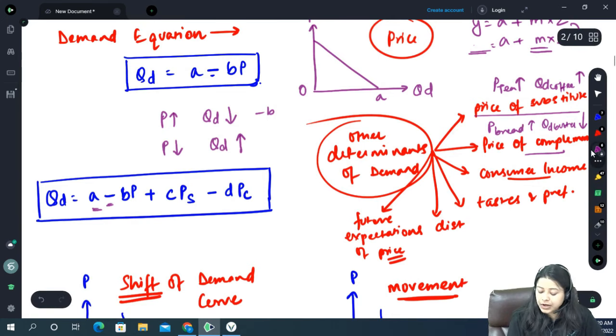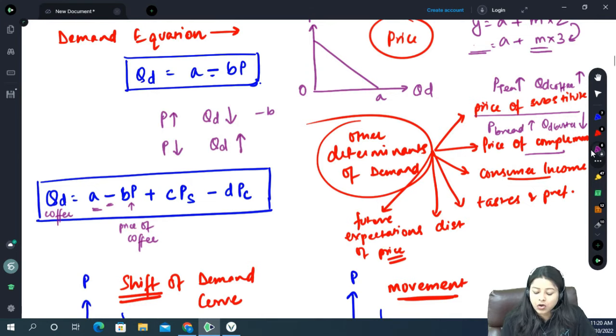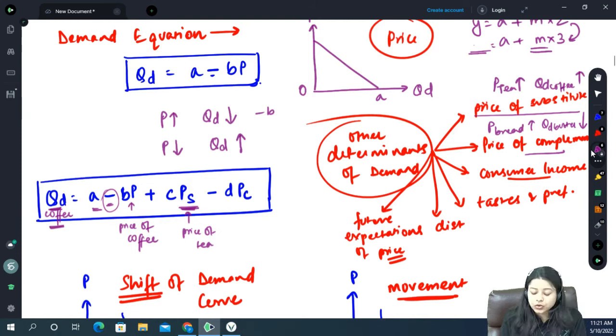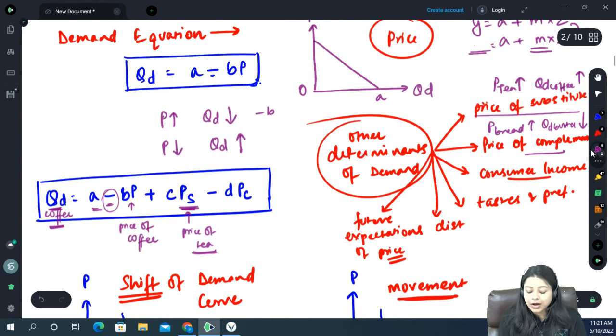So basically, see what happens. For example, I'm talking about quantity demanded of coffee. Here I'm saying this is the price of coffee. So if my price of coffee increases, obviously my quantity demanded will fall. That is why negative. Is this clear? Then we have price of substitute, which is basically price of tea. So if price of tea is increasing, my quantity demanded will increase. So basically, this is also known as cross price demand, which we'll be doing when we do cross price elasticity. So you are talking about price of tea only, but the quantity demanded is for our own good, which is coffee.